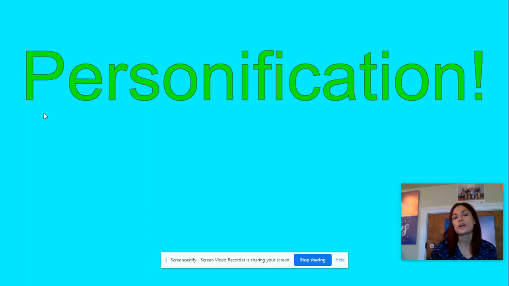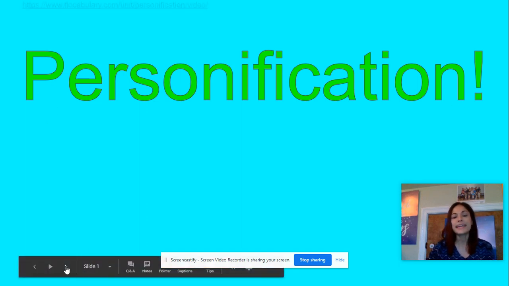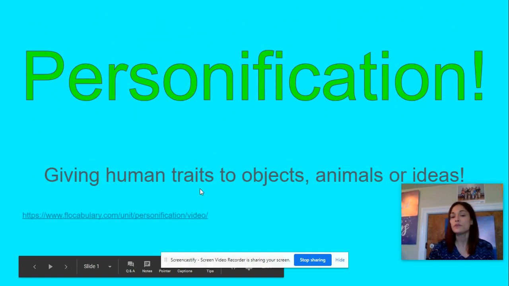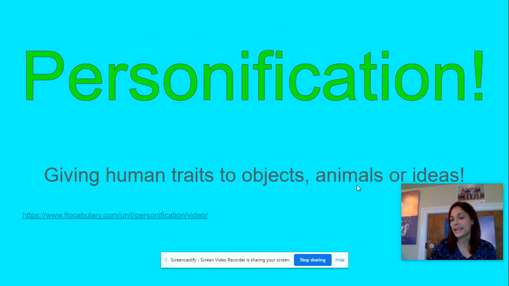We're going to talk about the word personification. Personification is when you give human traits to objects, animals, or ideas. So when I said the flowers danced gracefully in the breeze, flowers is an object and dancing gracefully, well, that's a human trait. I know that flowers can't really dance, but it is a better way of saying the wind moved the flowers.